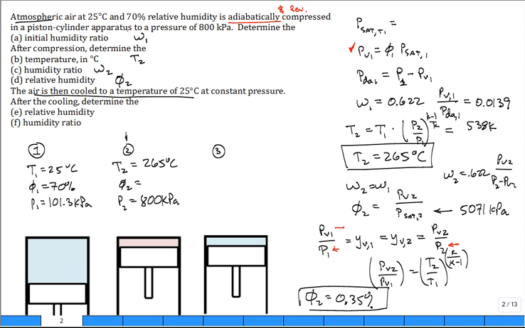But now we cool it. So we read on now for parts E and F. The air is cooled to a temperature, T3, of 25 degrees C. It's happening at constant pressure. So I know that it's an ideal gas, so probably that piston's going to squeeze it a little more to keep it at constant pressure. After the cooling, determine the relative humidity, Phi3, and the humidity ratio, omega 3. Let me let you work on that for a minute, okay?